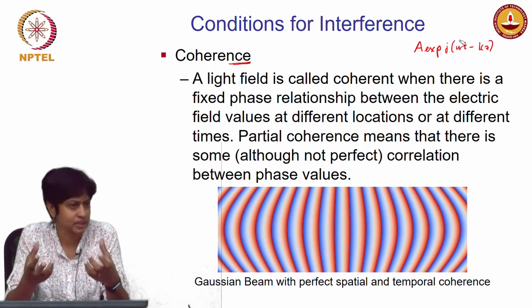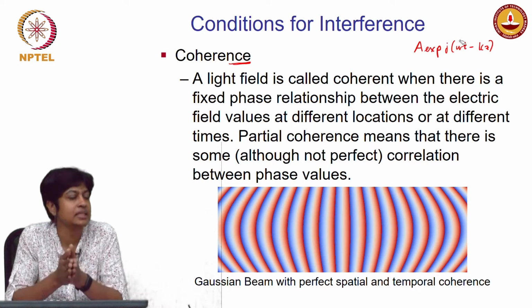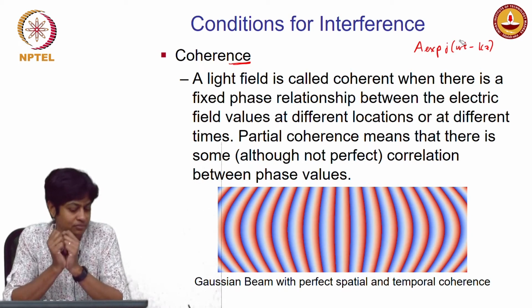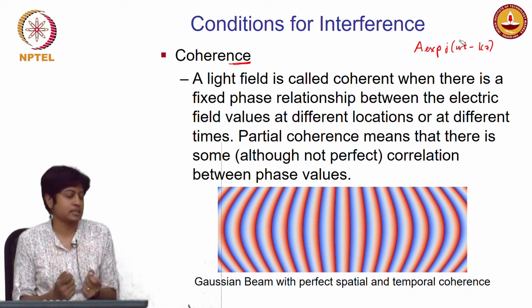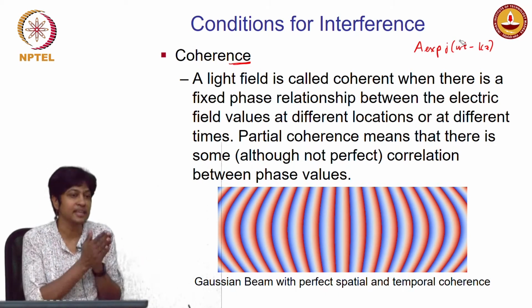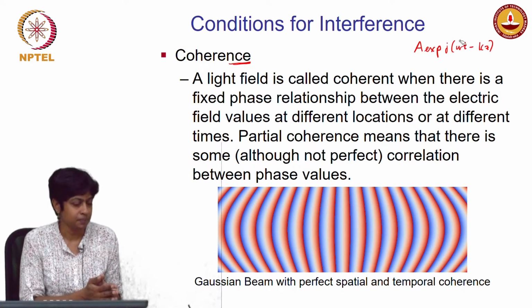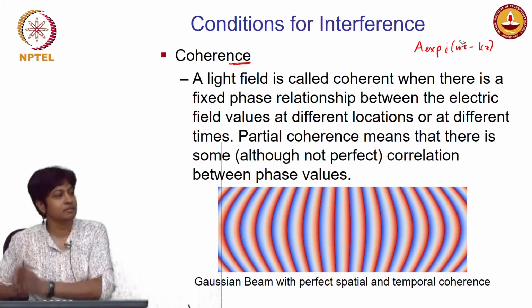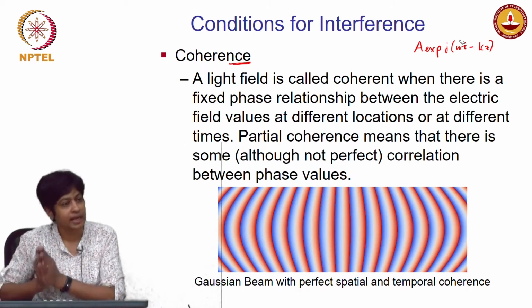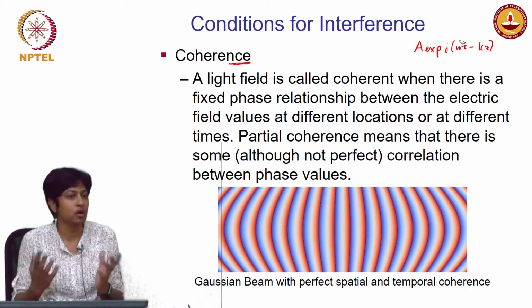With what accuracy can I predict something about the wave if I know everything about the wave at some time t and at some position z. So, you say it's coherent when you have a fixed phase relationship between the electric field at some position at some time and the electric field at another position at another time. Okay? If you have such a wave, we call it coherent.